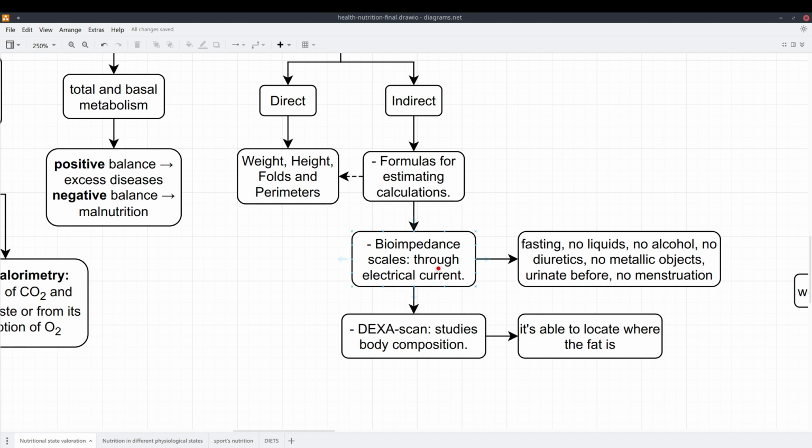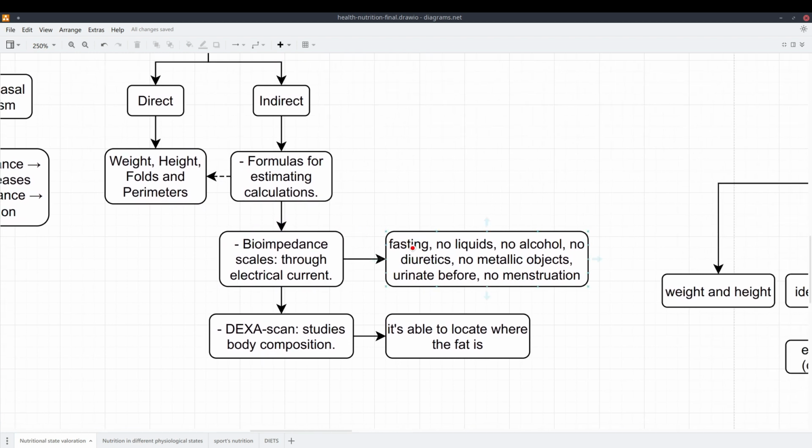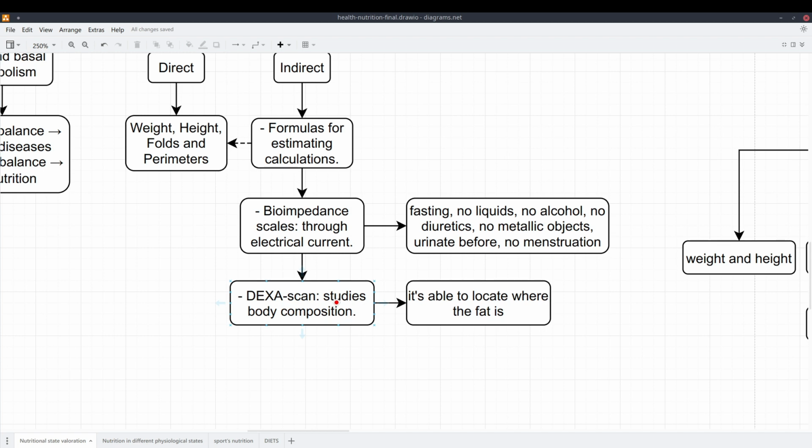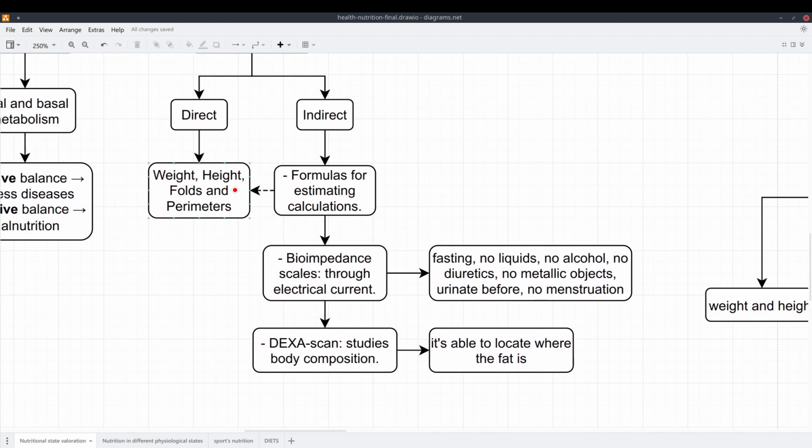These are special scales that use electrical current, and you must be fasting without liquids in your body, I mean dehydrated, no alcohol consumption, no diuretics, no metallic objects. You have to urinate before, and no menstruation for women when you want to use a bioimpedance scale, because if you don't do this, the results are going to differ a lot. And then we have the DEXA scan, which studies the body composition. So it's able to locate where the fat is. This is a pro compared to the others.